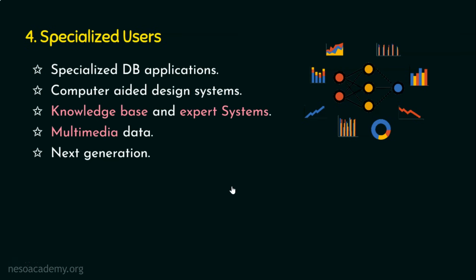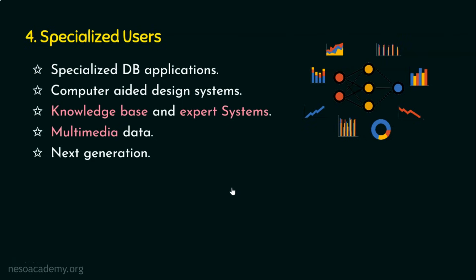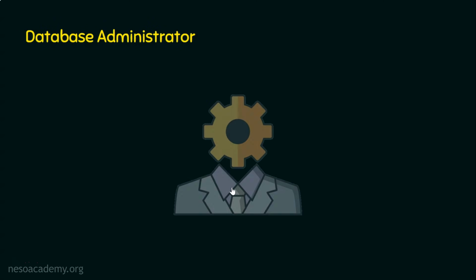In this presentation, we have seen 4 different types of users of a database. Number 1, the naive users. Number 2, application programmers. Number 3, sophisticated users. And number 4, specialized users. And we have a very important user in the database. Who is that? The database administrator. In the next presentation, we will see elaborately about the database administrator and the roles and responsibilities of a database administrator. Please be noted that it's a high privilege job to be a database administrator because he or she has the complete privilege over the database system in the organization.